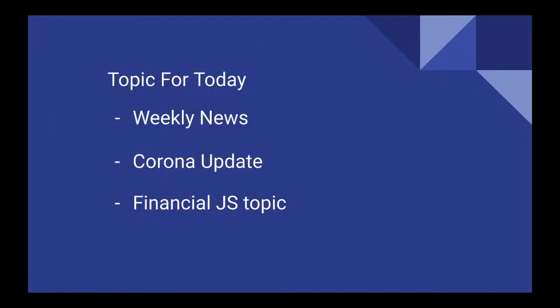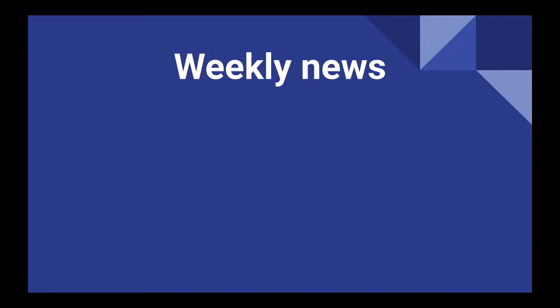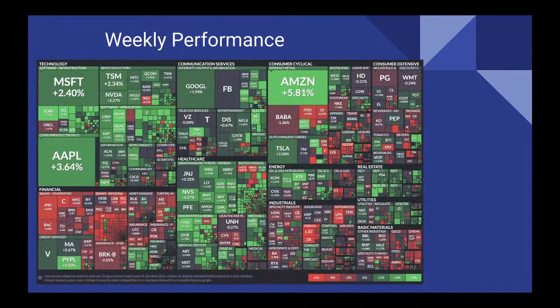And then weekly news, the corona update, and the financial side. This is not JS, this is a Python topic. Weekly news first. This is just one week. Seems like all of this tech stock is coming back again. Amazon is almost 6%, Apple is 4%, and Microsoft is 2% plus. Tesla and so on. Many tech stocks are coming back. Meanwhile, in the financial area, JP Morgan, Wells Fargo, or HSBC, all of these seem to be going down. I will talk about this one later, but it is related to the interest rate.